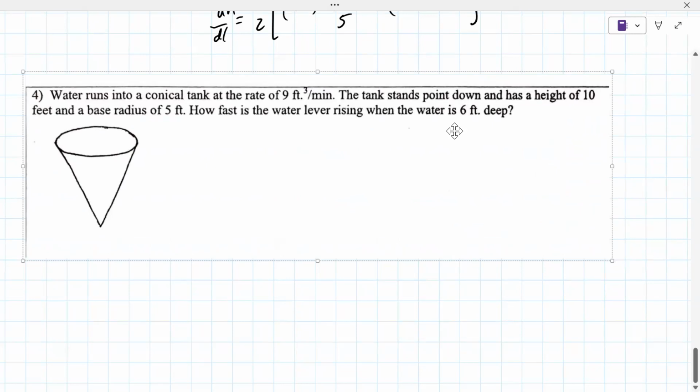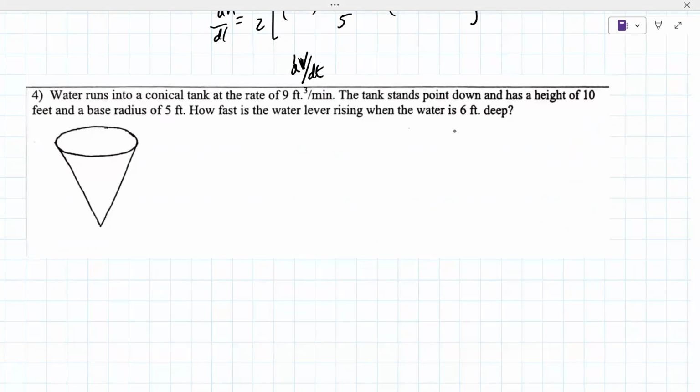So water runs into a conical tank at the rate of 9 feet cubed per minute. So sometimes students say, well, how do I know what it is? You use the units. So the units of feet cubed are volume, dV dt. All right. Okay. If you're ever unsure, try to match up the units there.